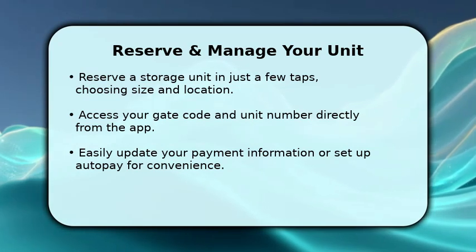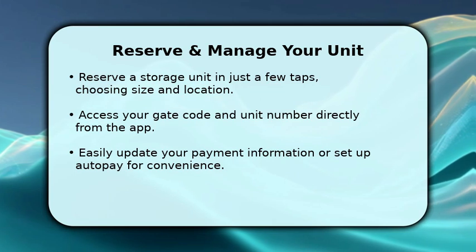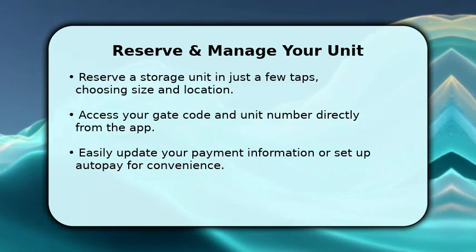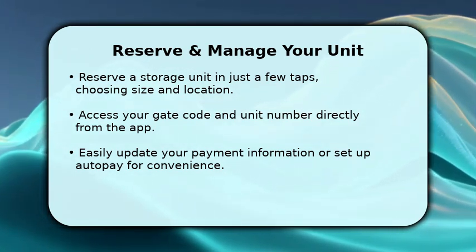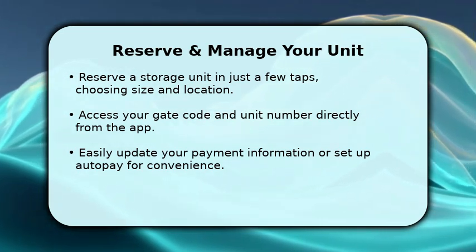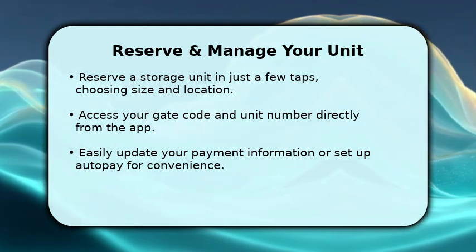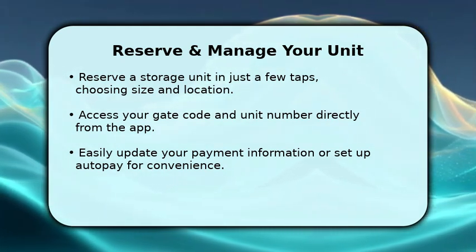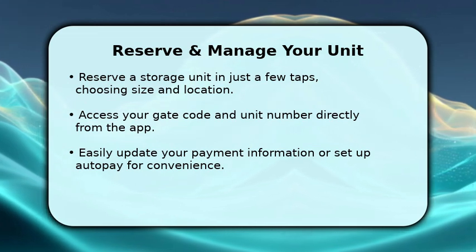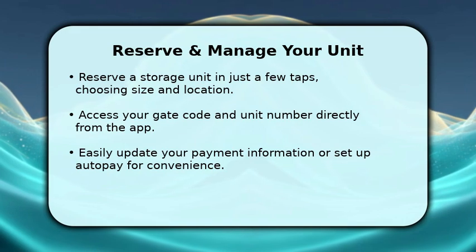Reserving a unit is simple. Just select your desired location and unit size, then follow the prompts to complete your reservation. Once you have a unit, the app becomes your digital key. You can find your gate access code and unit number, making entry and exit seamless. Plus, managing your payment methods and setting up automatic payments is straightforward, ensuring your account is always up to date.